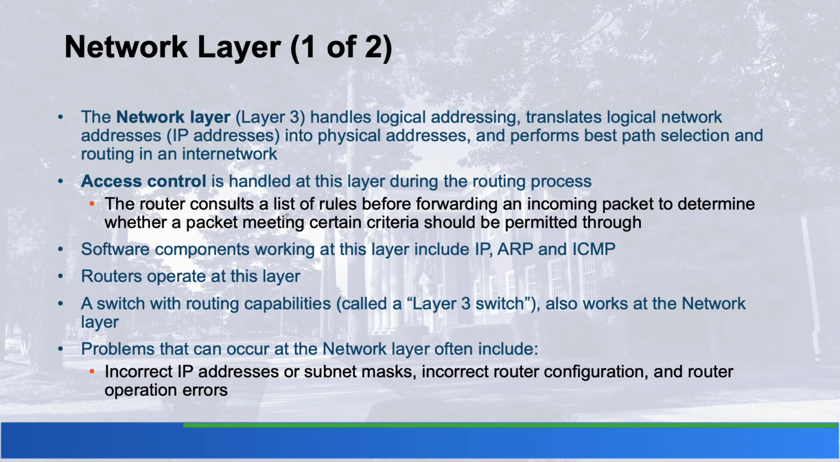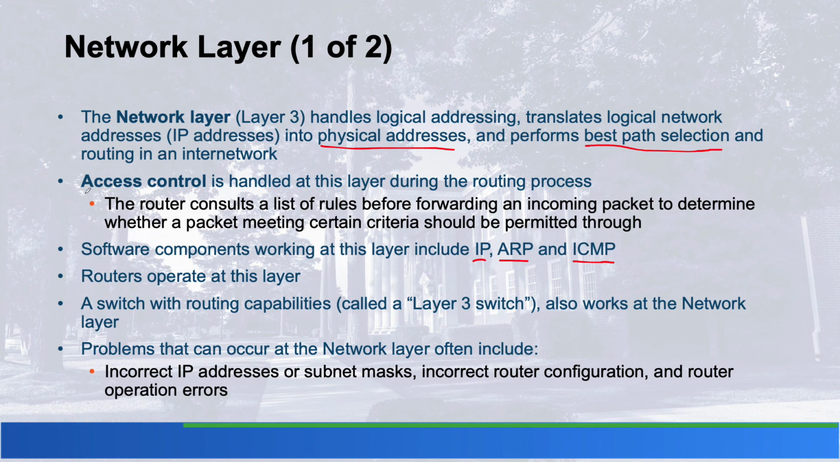The network layer, the layer that we've probably been talking about the most, is layer 3. It handles all of the addressing. Okay. And it translates the IP addresses into physical addresses or MAC addresses. It also performs a best path selection, so those are the routers, when it crosses the network. Software components working at this layer include ARP, IP, and ICMP. Okay.